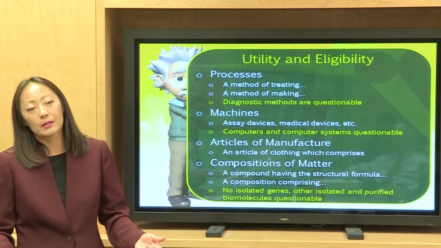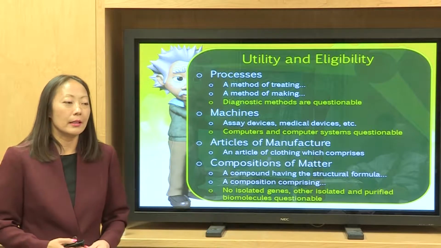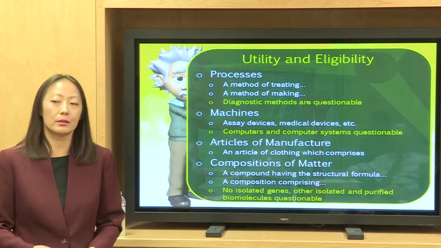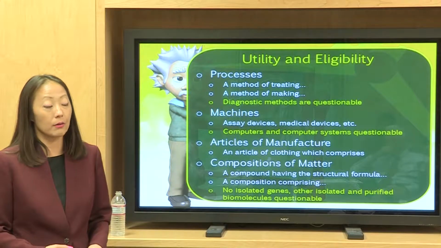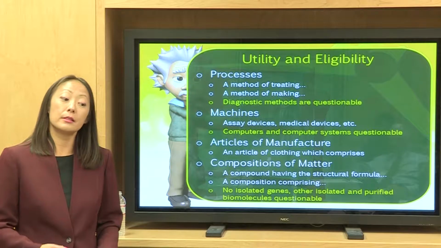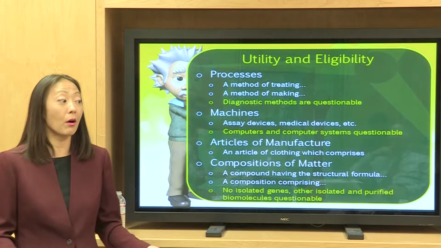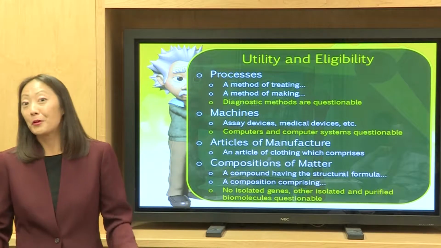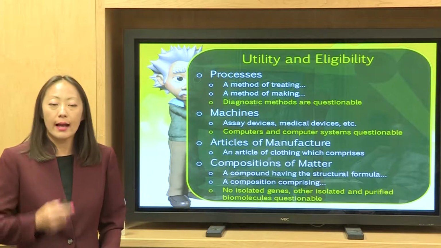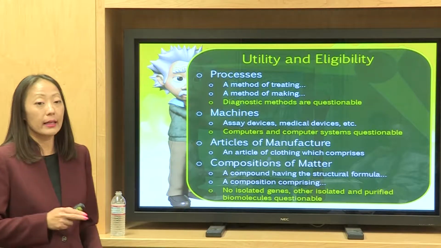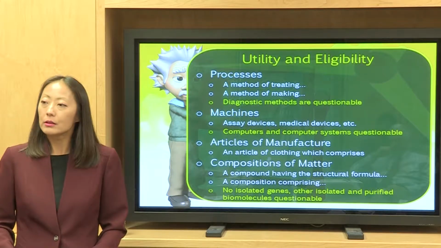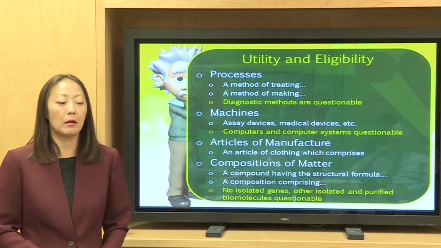Machines, well, the Supreme Court has come out with some pretty tough cases, decisions where computer software, computer systems, those are all at risk and questionable whether or not they're patent eligible. And then you have compositions of matter. Now, everybody has probably heard something about Myriad and the breast cancer gene, and that we cannot get patent claims to isolated genes. Other biomolecules are now possibly at risk.